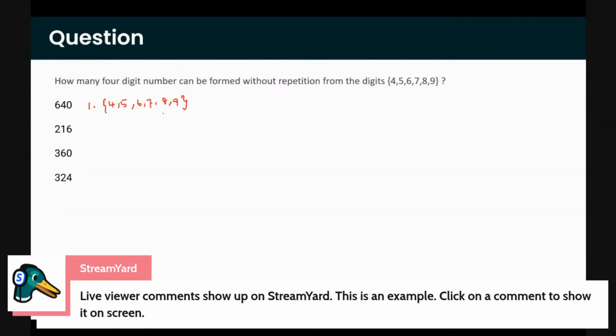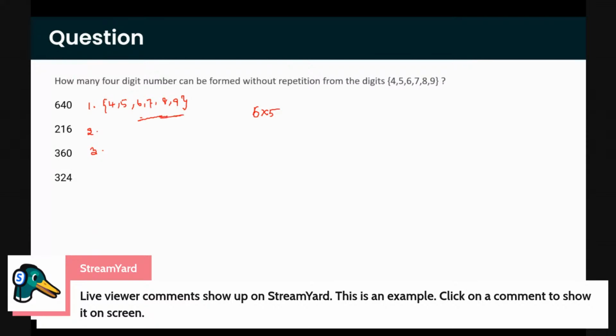For choosing the first digit, I have 6 options. So it can be written as 6 into. Then at the second step, when I want to choose the second digit, after selecting one digit, what are the other options? I have 5 more options, right? So which can be written as 5. Then as the third step, for choosing the third digit, I have four more remaining digits, correct?